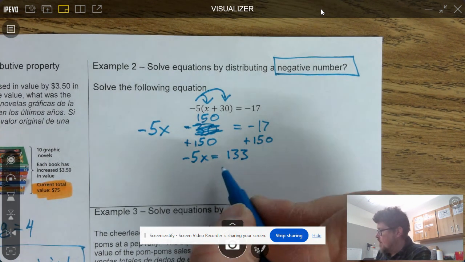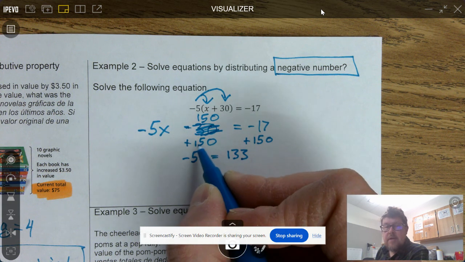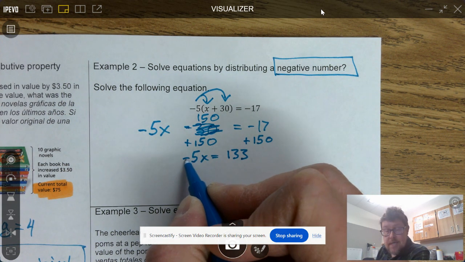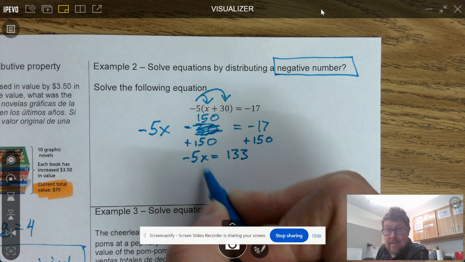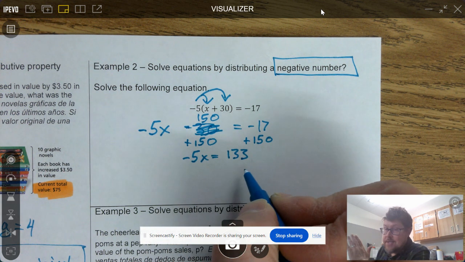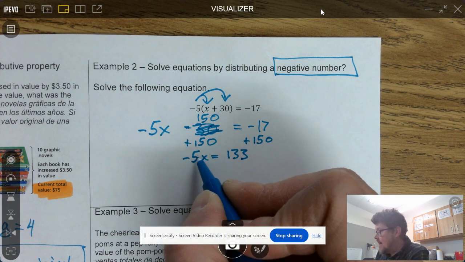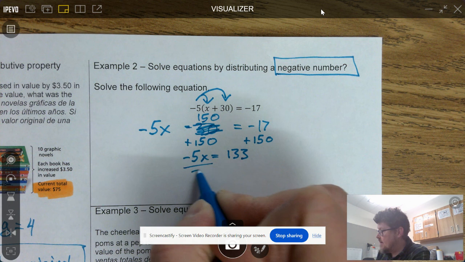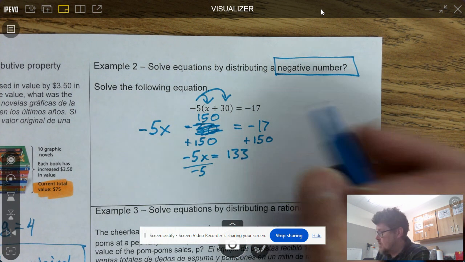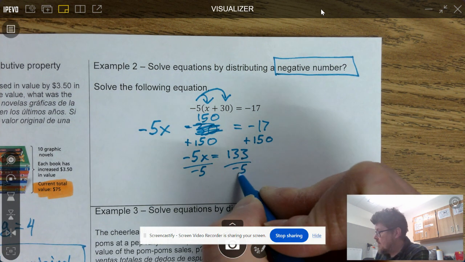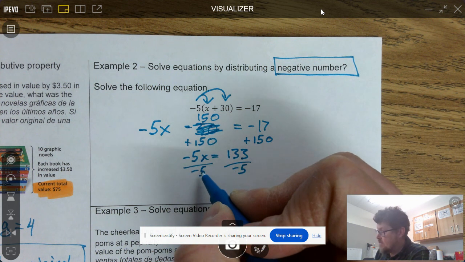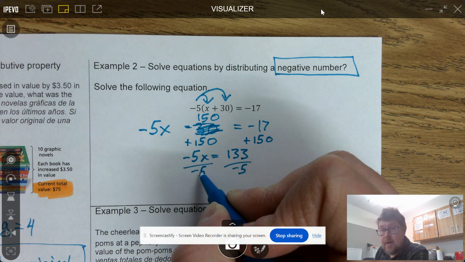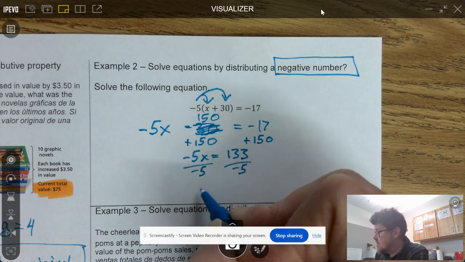Okay. Now I've got this negative 5x right here. You might be tempted to think that this is subtraction because of the negative. So you'd want to add that 5 and get to 138. This is not the case. Okay. It is a negative 5 being multiplied by that x. So rather than adding, you're going to divide, because that's the opposite of multiplication, by negative 5. Now, whenever you're dividing a negative by a negative, right, the negatives cancel out and you get a positive. So this gives us positive 1, and positive 1x is the same thing as just x.